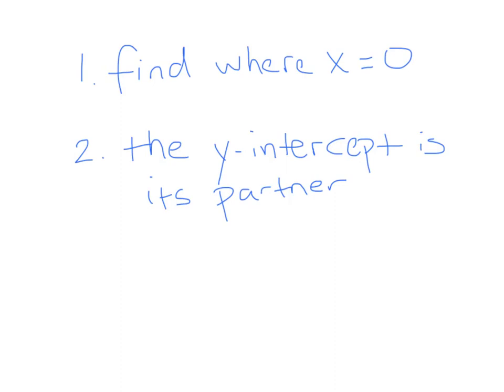So to review how to find the y-intercept, simply find where x is equal to 0. Sometimes it's given to you on the table, and sometimes you may need to work backwards or forwards in order to find where x is equal to 0. And then you've basically found the y-intercept because the y-intercept will always be partnered with the x equal to 0.